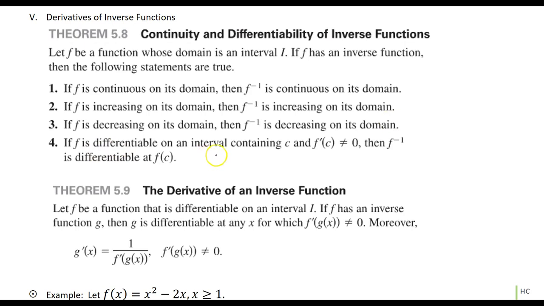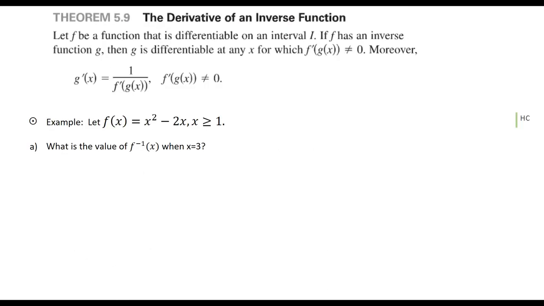And if f is differentiable at an interval containing c, and f prime of c is not equal to 0, then f inverse is differentiable at f of c. So f inverse will be differentiable at the y value of f of c, and that makes sense because you swap the ordered pairs. So the next theorem says let f be a function that's differentiable on an interval I. If f has an inverse function g, then g is differentiable at any x for which f prime of g of x is not equal to 0, and g prime of x is equal to 1 divided by f prime of g of x, as long as that denominator is not equal to 0.